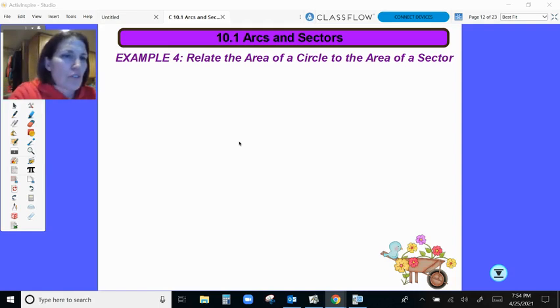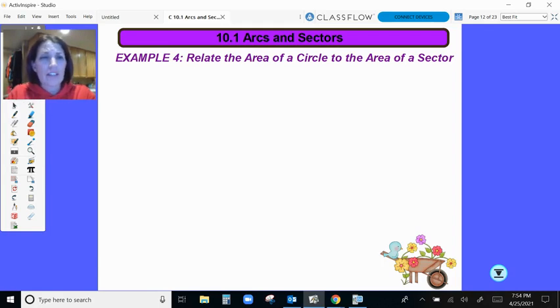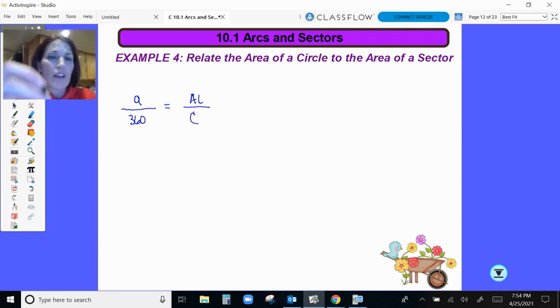We learned last week how to find an arc length, where we took our arc measure divided by 360 and compared that to the arc length divided by the circumference. So we had part to whole. If we multiply both sides by our circumference, we can also just say arc length equals A over 360 times our circumference. So that's another way you can do this.